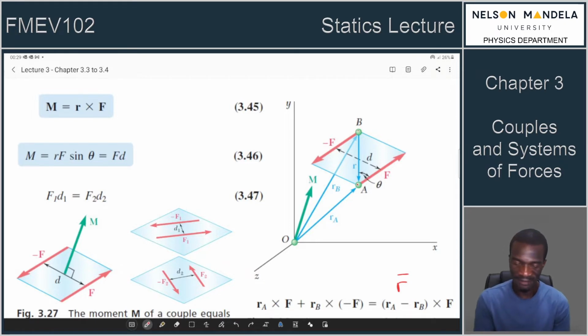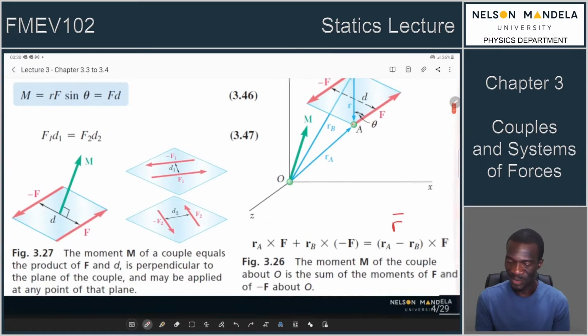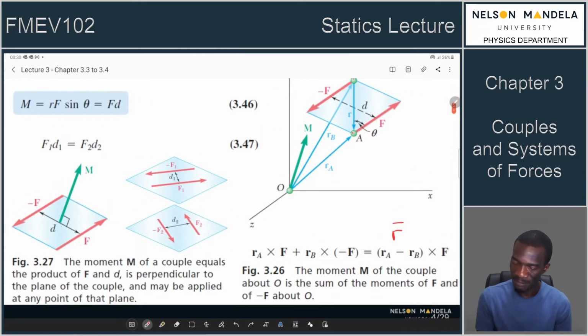Then you already have your distance D. So this figure is just captioned: the moment M of the couple about O is the sum of the moments of F and minus F. So this is what we just did.